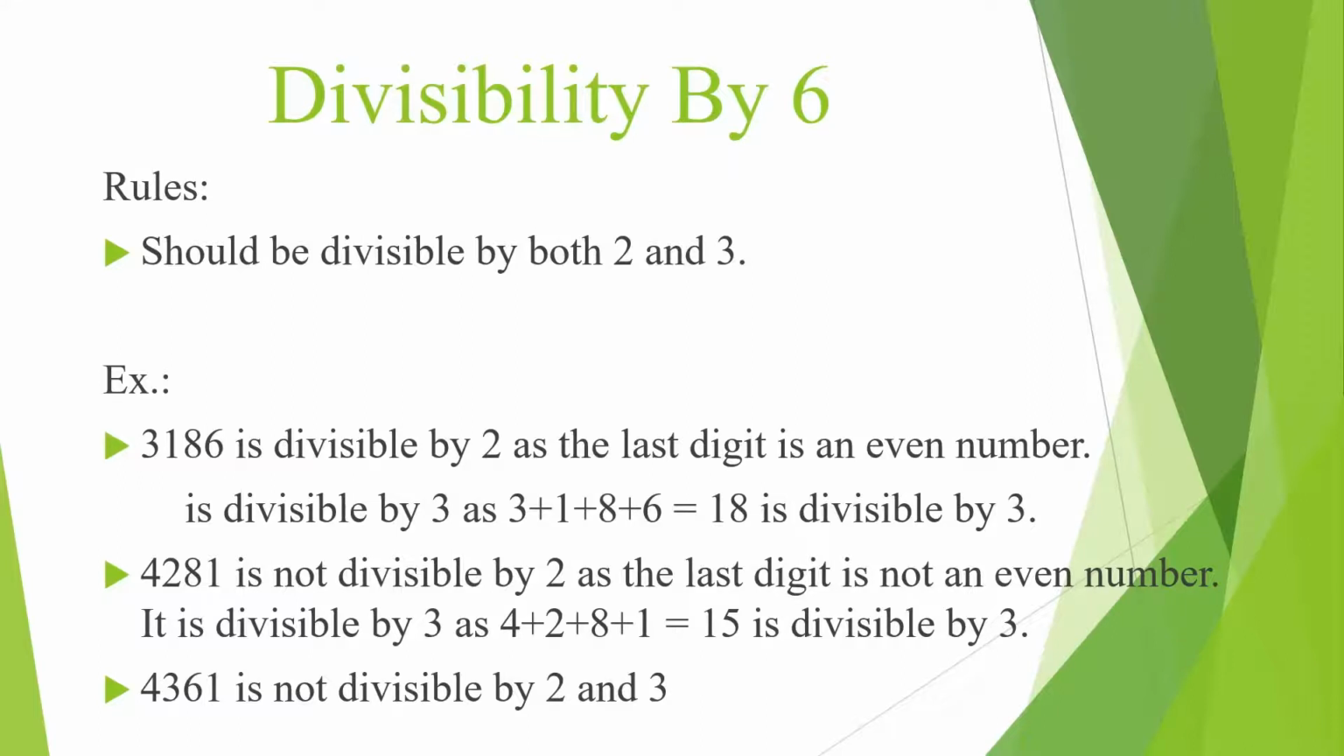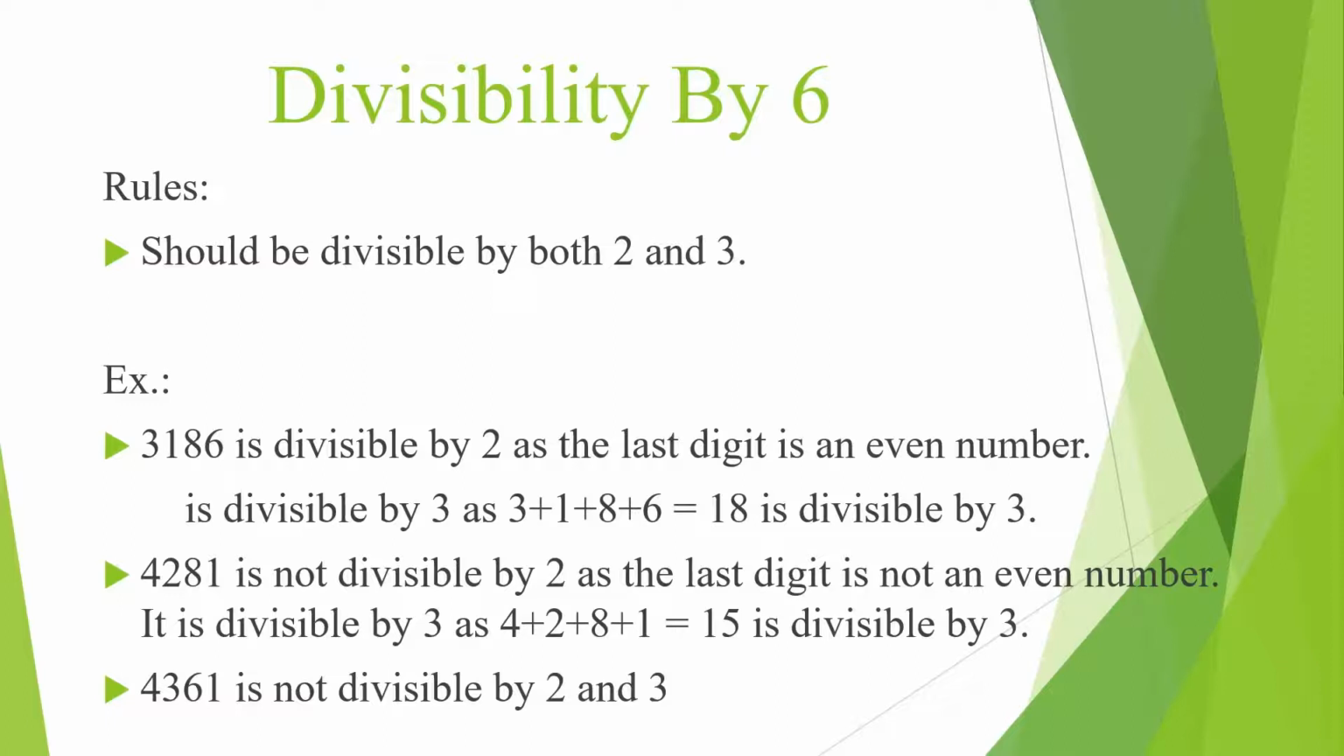Let us see the number 6. 6 has two factors, 2 and 3. So the number should be divisible by both 2 and 3, then it is divisible by 6. So we have to check the divisibility rule by 2 and also the divisibility rule by 3. We have to consider both rules for divisibility by 6.